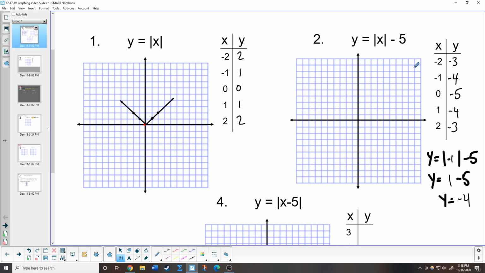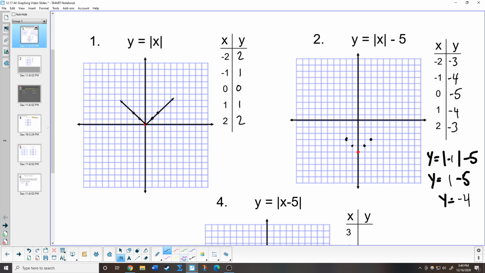So we could go ahead and graph this again. So we have -2, -3 down here. We have -1, -4, 0, -5. I'm going to go ahead and graph that, like I said, in red. 1, -4, and 2, -3.